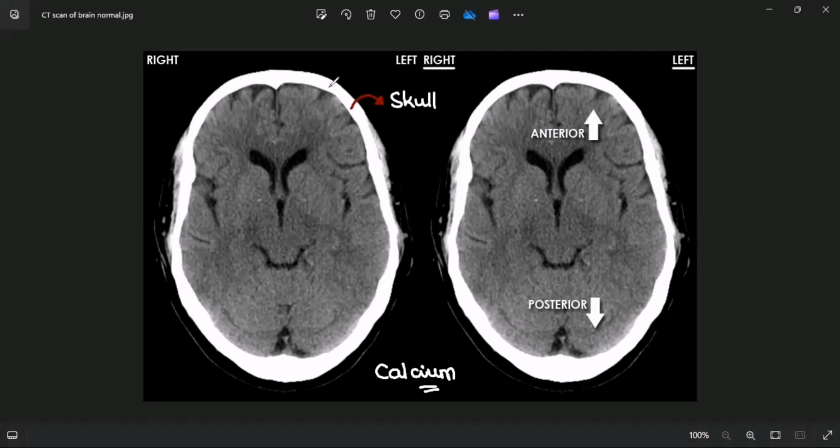You see the bones are white on x-rays, right? And that will be because of what? Calcium in bones. Do you get it? Thank you. Now let's go ahead.